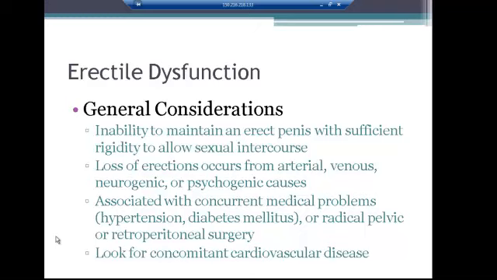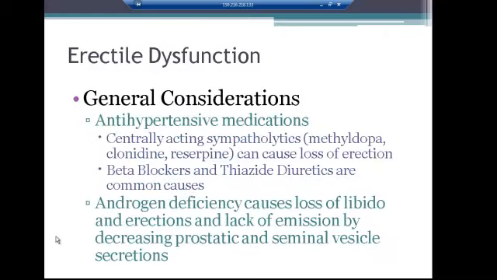Okay, you always want to look for concomitant cardiovascular disease. There's more and more data out there that says that erectile dysfunction can be a very early sign of cardiovascular disease, and patients should be worked up to make sure. Other considerations are, what medications is the patient taking? Because a lot of the antihypertensive medications can cause problems, okay? Beta blockers, thiazide diuretics are really common causes. So are some of the centrally acting sympatholytics, methyldopa, clonidine.